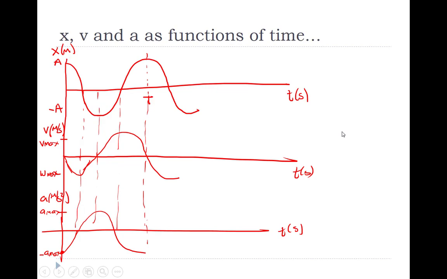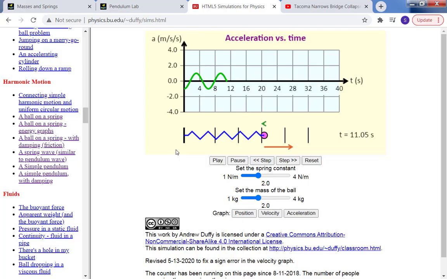Okay, so thus far in our analysis, we've considered things that oscillate perfectly. I release it, it's going to go forever. Let's instead go to a more real-world example, because in the real world, we have friction.